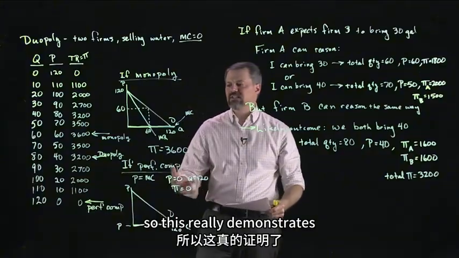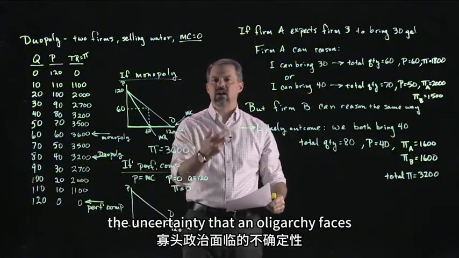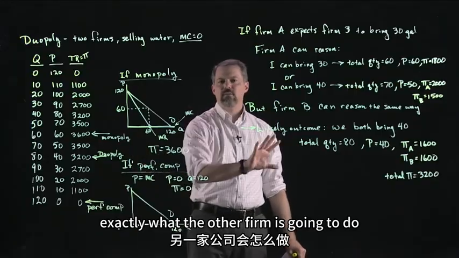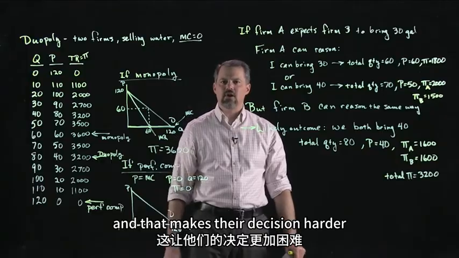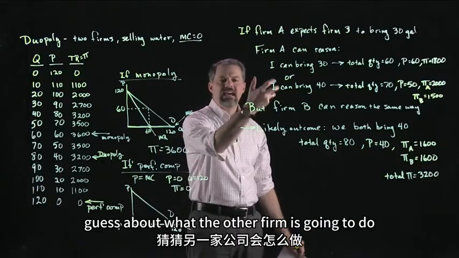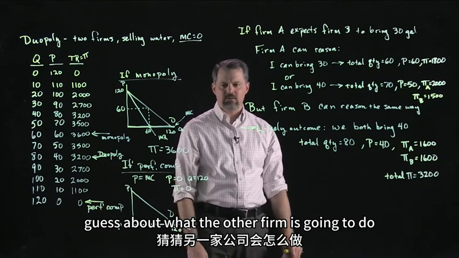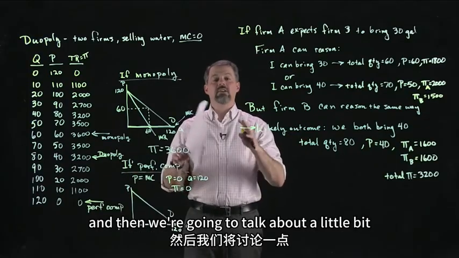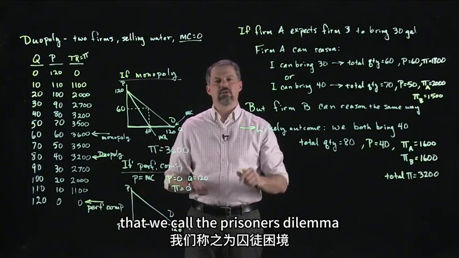So this really demonstrates the uncertainty that an oligopoly faces. They don't know exactly what the other firm is going to do, and that makes their decision harder. They have to try to guess about what the other firm is going to do. So what we want to do now is clear this off, and then we're going to talk about a little bit different type of game that we call the prisoner's dilemma.